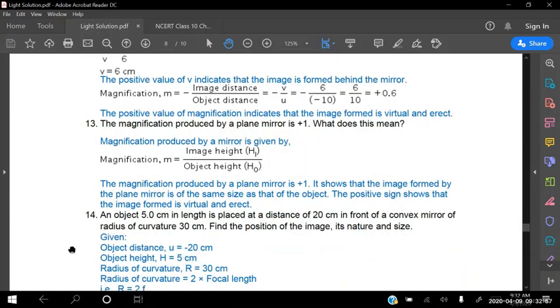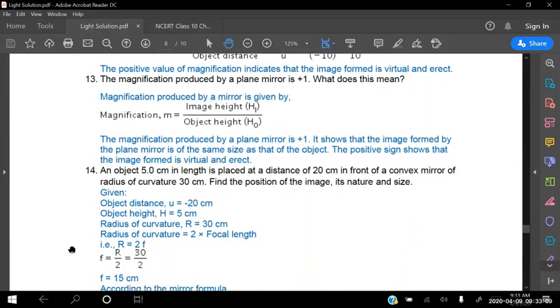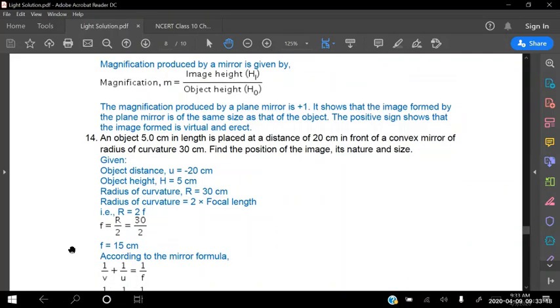Now, next question is: magnification produced by a plane mirror is +1. What does this mean? M is equal to image height upon object height. So you can see if it is +1, the size is same. It will be virtual because the plus sign is there. And direct also because the plus sign is there.